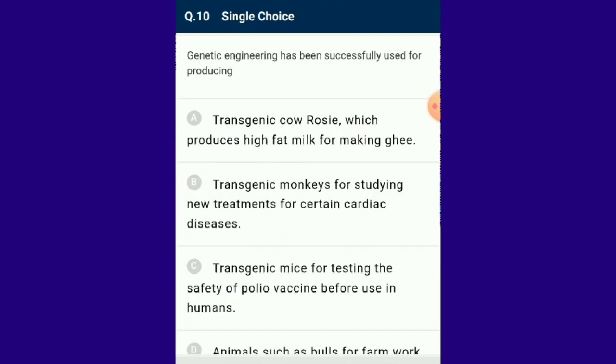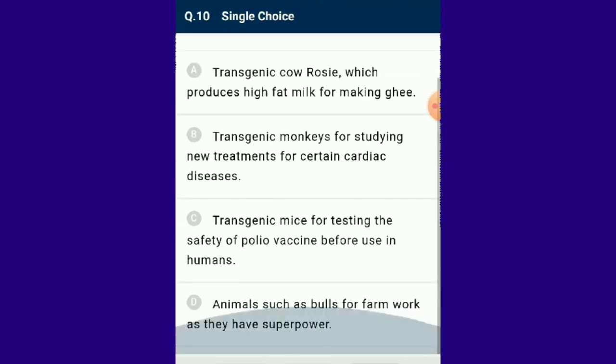Question number 10. Genetic engineering has been successfully used for producing transgenic cow Rosie, which produced human protein enriched milk, 2.4 grams per liter, and the milk contained the human alpha lactalbumin. The first genetically modified monkey, ANDI, a playful coffee colored rhesus monkey born on 2nd October 2000, has been modified to carry a gene from a different species. The research shows that foreign genes can be transmitted and incorporated into the chromosome. So the answer for this question is option C. Transgenic mice for testing the safety of polio vaccine before use in humans. So that is the correct option.